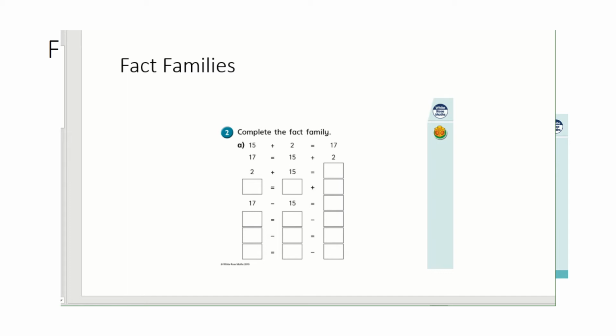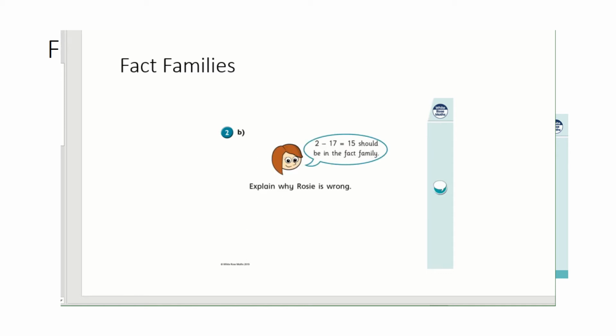I wonder if you could pick, say, 11 add 4 equals 15. And I wonder if you could write the fact families for 11 add 4 for me. Look, this is a bit of a problem, isn't it? 2 minus 17 equals 15 should be in the fact family. It should, but what has Rosie got wrong with them 2 numbers?